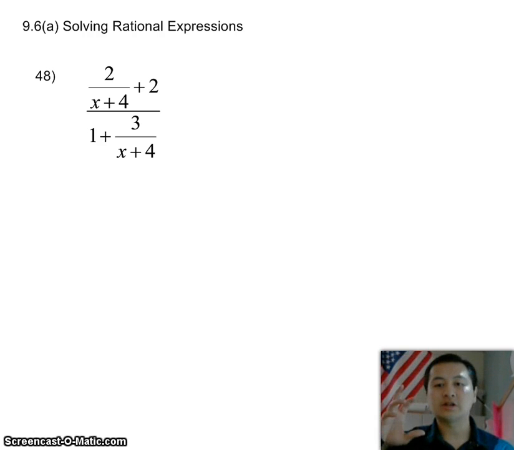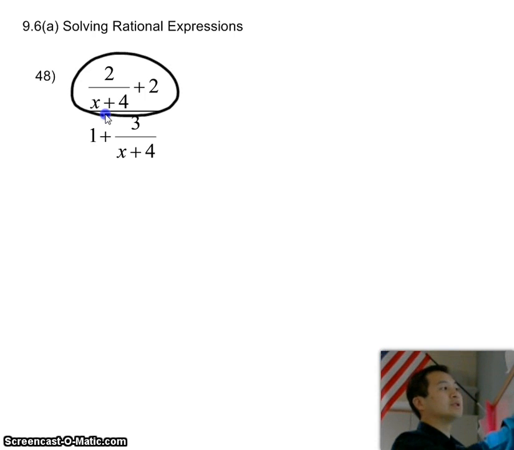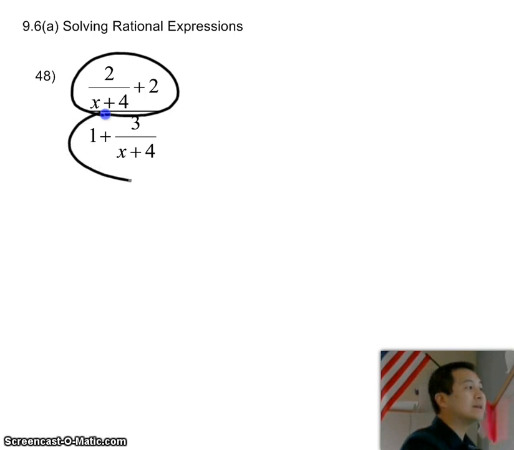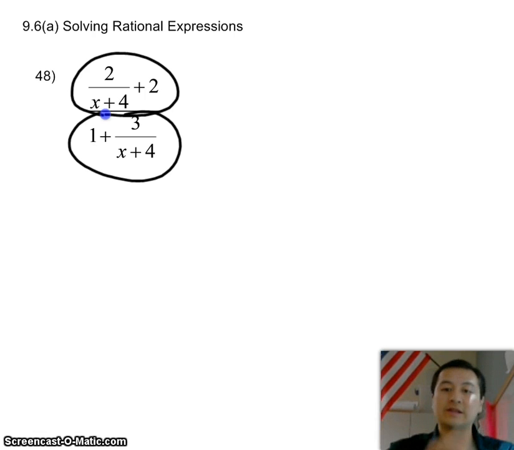First things first, we have a fraction over a fraction. So here's the problem. We need to combine these fractions together first, and then these fractions together. Does that make sense? We have to combine the top fraction and the bottom fraction, and then we can divide them.